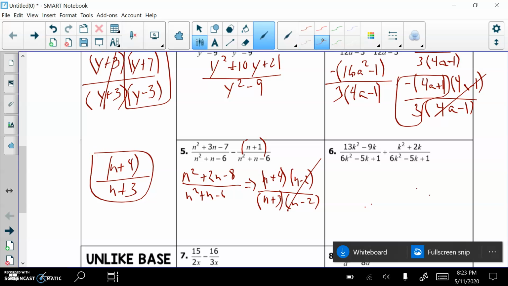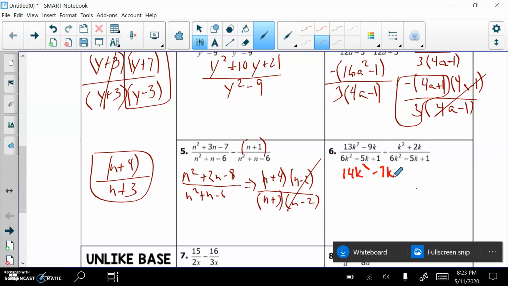Try a different color. This one's kind of weird. Oh gosh. Sorry for that reaction, but it's deserved. 13k squared plus k squared is 14k squared. Negative 9k plus 2k is negative 7k.